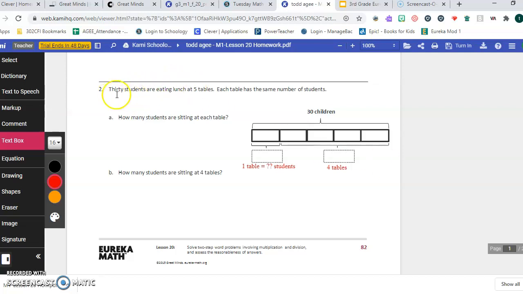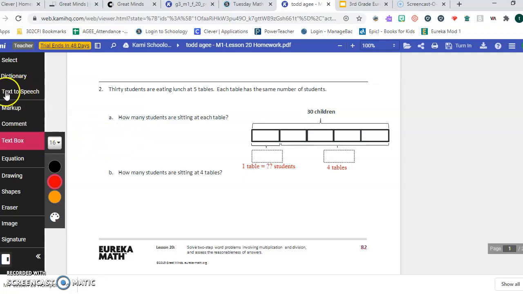So you're looking at this problem here. 30 students are eating lunch at 5 tables. Each table has the same number of students, and there are 2 parts. And I just put a little bit of extra writing here to help you and support you. I would recommend having your count by right next to you as you're using this, and write your division or multiplication equations in the space using the text boxes.